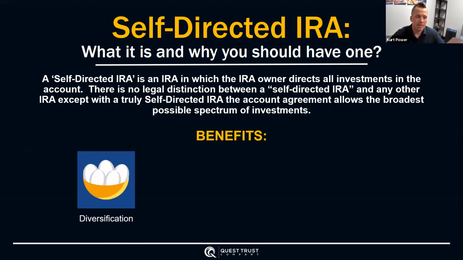So what are the benefits of a self-directed IRA? The first one is diversification. When we talk about diversification, what we mean is spreading your risk. If all you have in your portfolio is a bunch of mutual funds, I wouldn't say you're diversified. I would say you have a lot of mutual funds. The idea of diversification, ideally, is that you can have both.